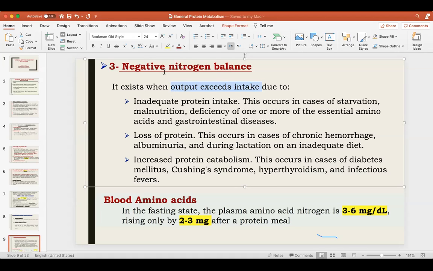When there is a negative nitrogen balance, it means that the body loses protein and loses nitrogen. When there is inadequate protein intake in our diet, such as during starvation, or if there is malnutrition, or there is deficiency of essential amino acids in the diet, or any intestinal disease in which there is malabsorption. There is no absorption of protein from the intestine.